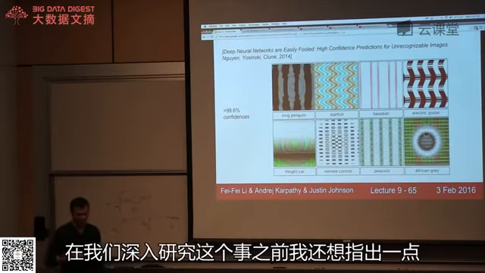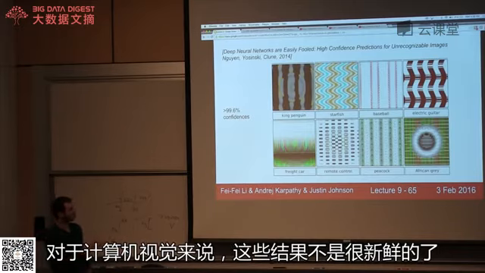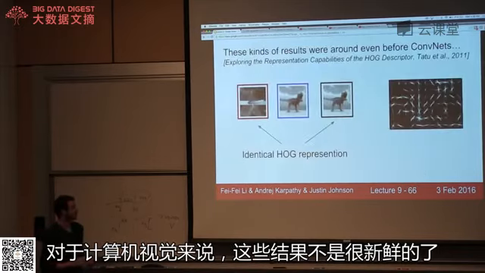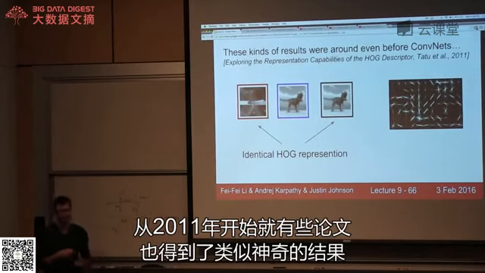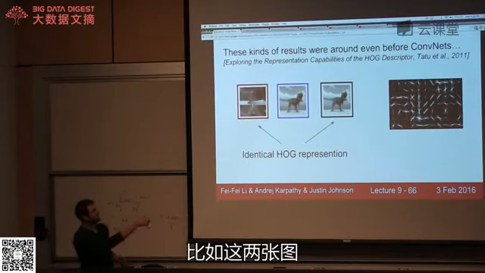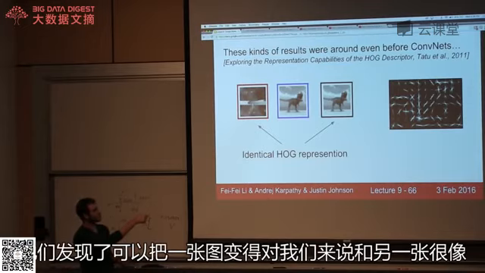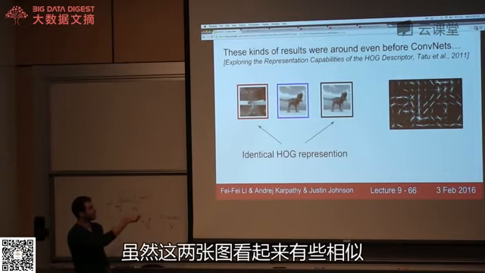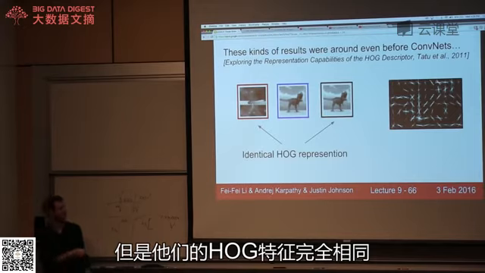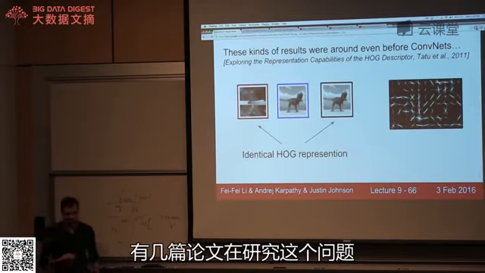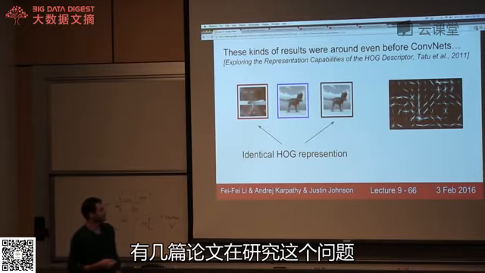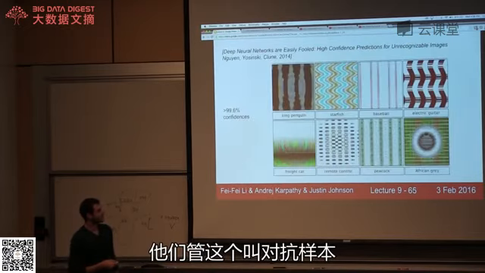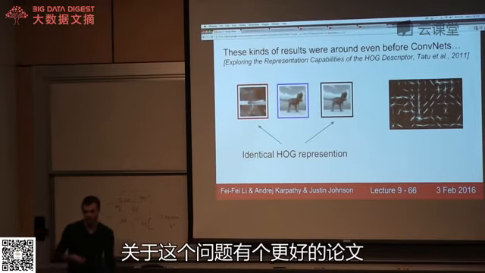I'd like to point out before we dive into exactly what's going on here that these kinds of results are actually not super new to computer vision. There are some papers, for example, from 2011 where you had similar kinds of depressing results. They had two images here, and they found that they could change one image into an image that looks to us very similar. But in fact, these HOG representations that we really liked to extract before ConvNets came about are identical for these two images. They look very similar, and their feature representation is identical. So there were a few papers trying to study exactly what's going on with these, as we call, adversarial examples.